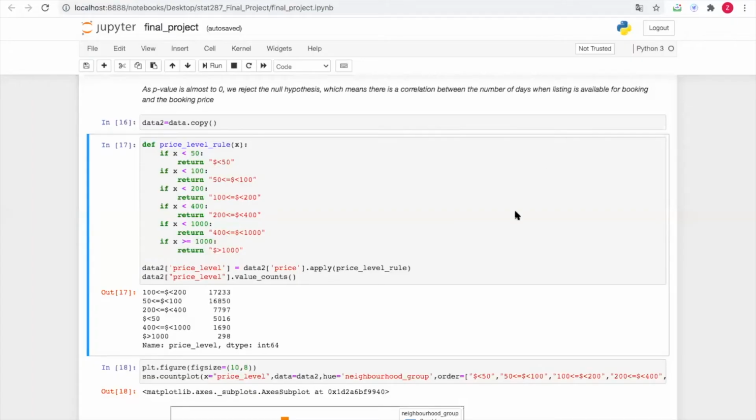We decided to count the number of different levels of prices and want to see the distribution of each level of prices. As you can see, we set the different price levels, and the price between 100 and 200 has the highest number of houses.